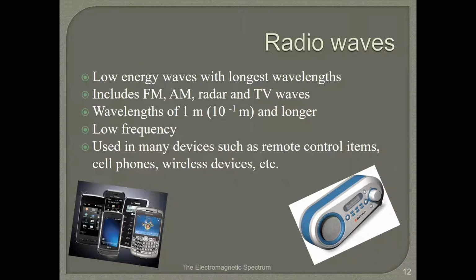So let's look at the individual spectrums, or individual types of waves. Radio waves have low energy. They have the longest wavelengths, and that is the reason why we use them in FM, AM radio and TV waves. It doesn't require that much energy to create radio waves. They have wavelengths of 1 meter and longer. Anything a meter long or longer is most definitely considered a radio wave.